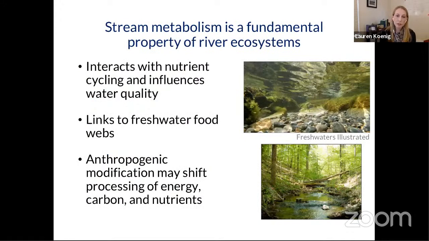And so I'm interested in stream metabolism because it's really this fundamental property of river ecosystems. Metabolic rates interact with nutrient cycling rates in ways that influence water quality. Stream metabolism has obvious links to freshwater food webs and trophic interactions. And stream metabolism also integrates upstream processes, and anthropogenic modification may shift processing of energy, carbon, and nutrients. And so stream metabolism is really central to understanding how river ecosystems will respond to environmental change.